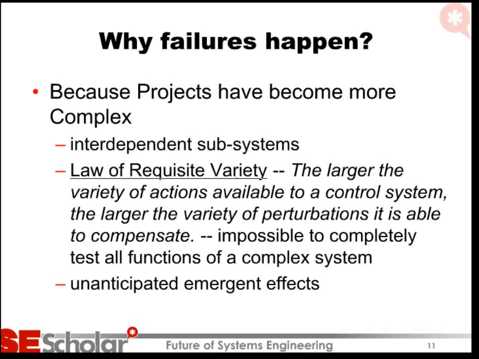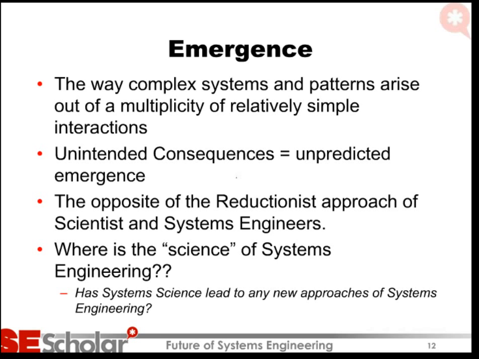So there is an issue that I think we're running up against, and you'll see this as you look at the history of technology, this whole aspect of projects becoming more and more complex. You have these interdependent subsystems. And you bring in the law of requisite variety, where the larger the variety of actions available to a control system, the more permutations can occur, and how does it compensate for that? And all through that, how do you test every function within the interactions of a complex system? And then you wind up with these unanticipated emergence effects.